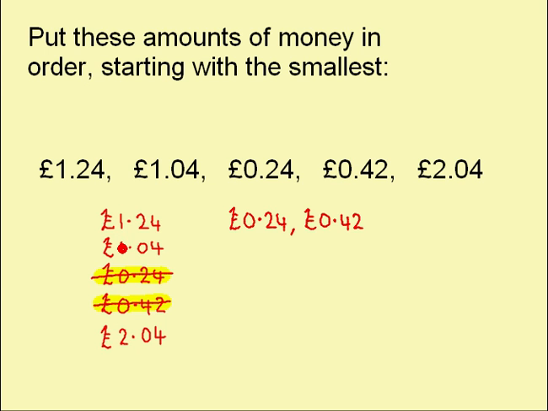I've got £1, £1, or £2. So because these two have both got £1, I know that these two are going to come next. Again, I go to the 10 pences column. I've got 20 pence here and 0 pence here. So this one's the next largest. And then this one. Now I've only got one number left in my list now, so this must be the biggest. So these are the amounts of money written in order from smallest to largest.